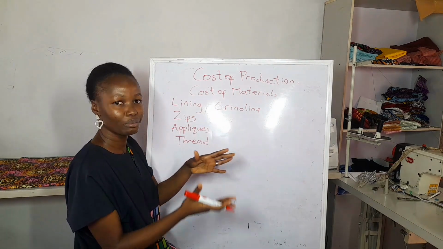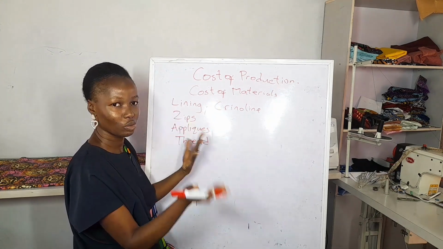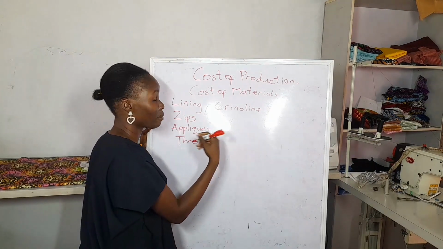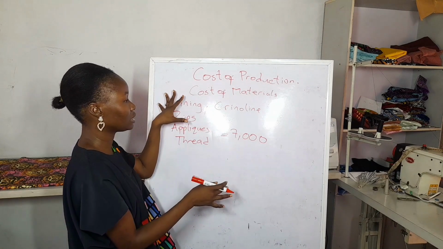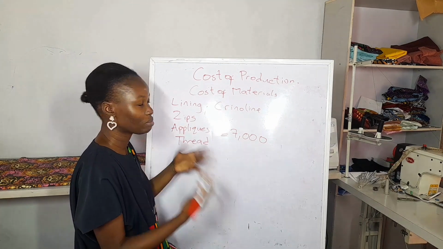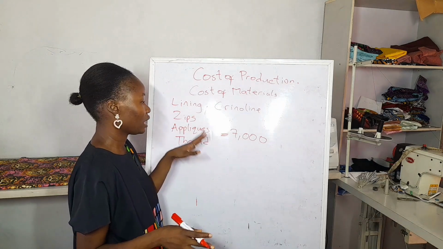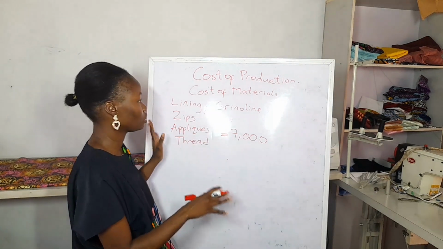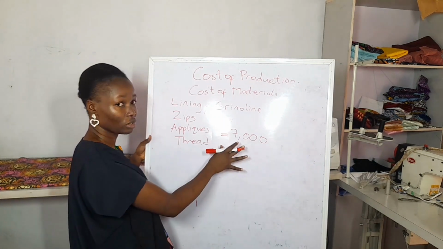You might have bought them in bulk and have them in your shop, but it was money you used to buy them, so clients have to pay for them. So at the end of the day, everything you are using to make an outfit, I'm assuming is 7,000 naira. After calculating everything, you have to state the yards of lining, yards of crinoline, the amount of thread, and the number of appliques. I know 7,000 is too low for outfits now because things are so expensive, but let's just stick to 7,000. So that's the cost of material.